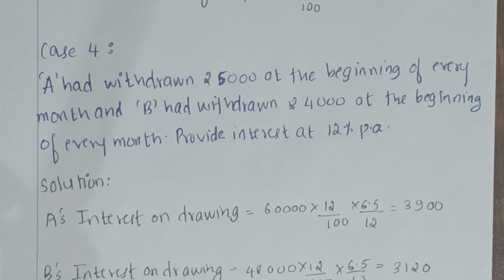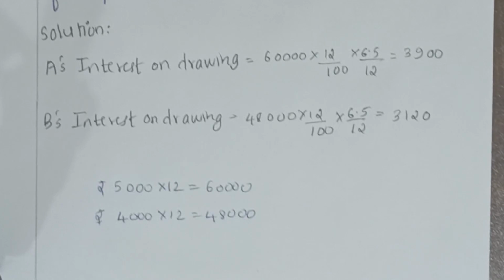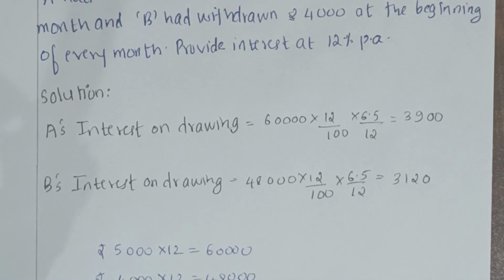Now the next thing that we have to calculate is that A withdraws rupees 5,000 at the beginning of every month. So 1 month is 5,000, and we need it for the entire year, so it will be 5,000 into 12, that comes to rupees 60,000. Similarly for B, 4,000 is for a month, and we want it for an entire year, therefore 4,000 into 12, which comes to 48,000. A's interest on drawing will be calculated as 60,000 into 12% into 6.5 by 12, which comes to 3,900, and B's interest on drawing will be 48,000 into 12% into 6.5 by 12, which comes to rupees 3,120.